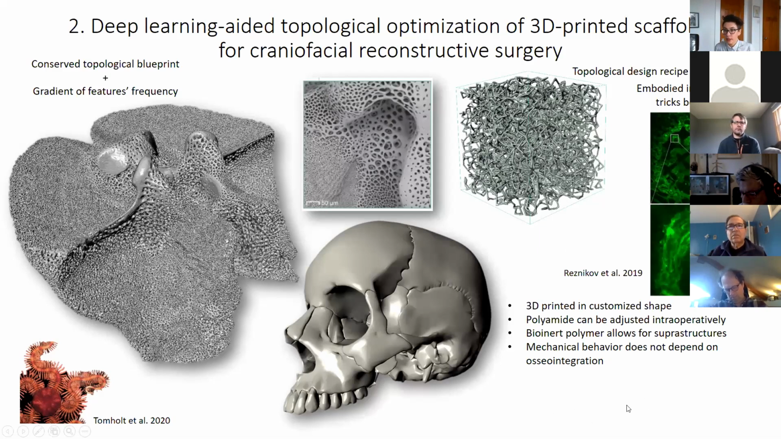We can 3D print a scaffold for reconstruction in any customizable shape. Polyamide is a very convenient material because it's bioinert, and it also can be adjusted intraoperatively. And the polymer nature of these scaffolds would allow adding another level of reconstruction, such as dental implants or ocular implants and so on. This is of high advantage in craniofacial applications where precision is the key. And usually reconstructive surgeries are multi-stage procedures that last for several years.